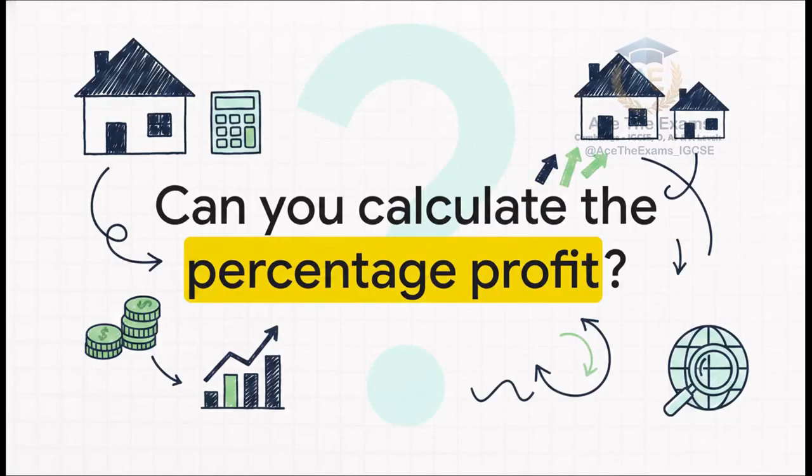Before we wrap up this explainer, I want you to grab a calculator and try this property development challenge on your own. A developer buys a house for $40,000, and the selling price is $52,000. So, what's the percentage profit?